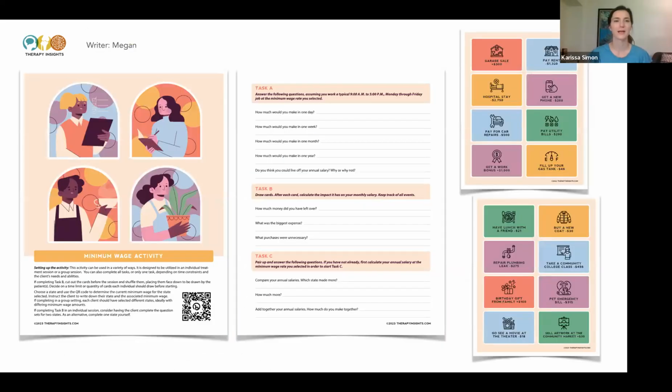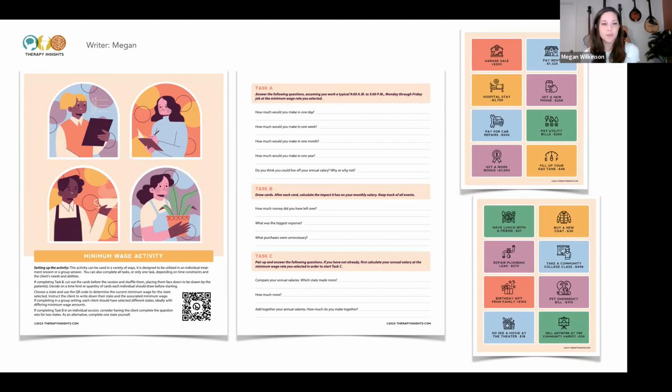And we're going to move on to our next one. So this is a great activity. It's called minimum wage activity. And for those listening, it is 4 pages. The first page is kind of instructions, and then there's a handout and 2 pages that have a bunch of cards you can cut out. So Megan, can you tell us a little more about this one?